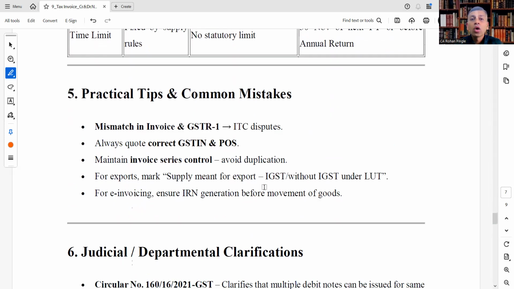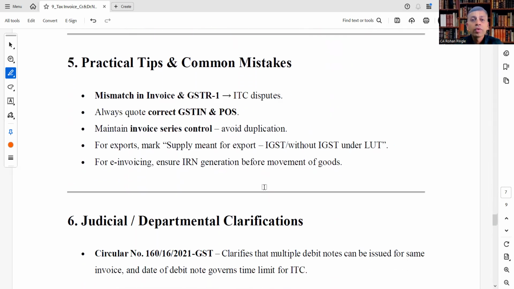Practical tips and common mistakes. Let's see. Mismatch in invoices and GSTR1: ITC disputes you can face in the future. So you need to keep reconciliation between your invoices issued and whatever you have reported in the GSTR1 return, that is the return of supply.